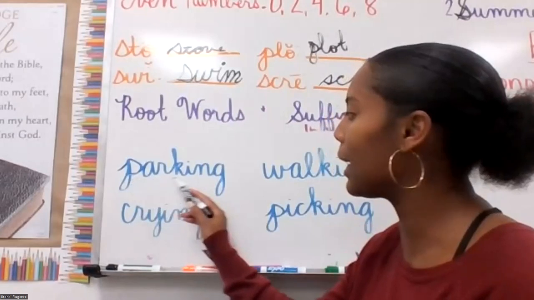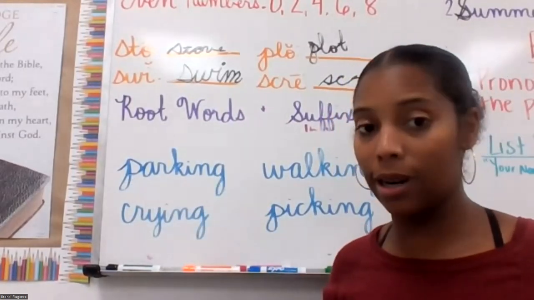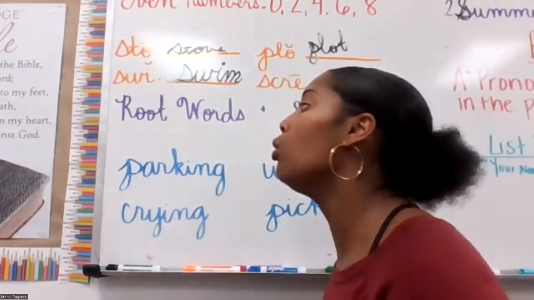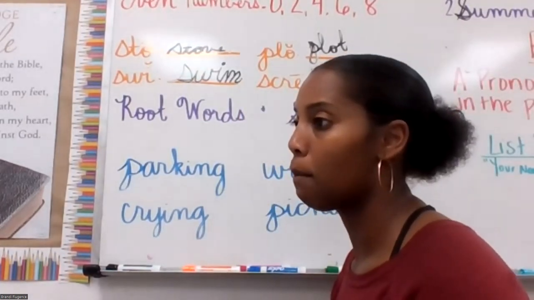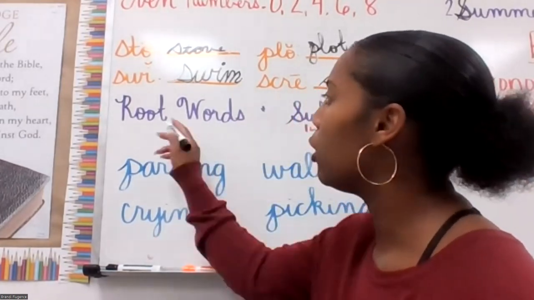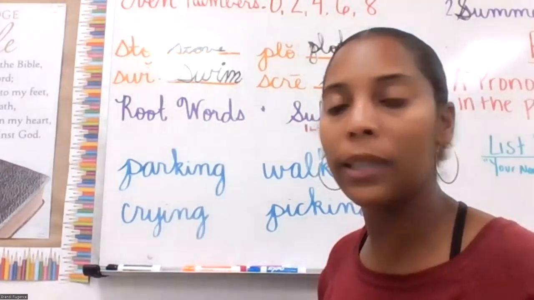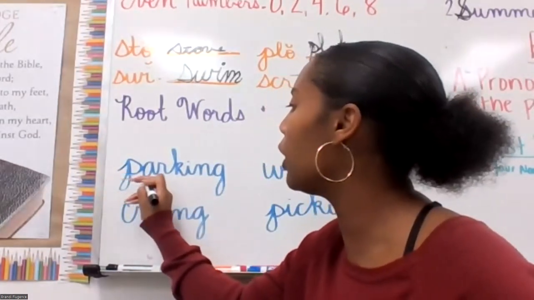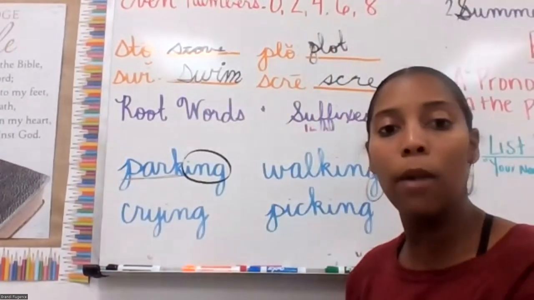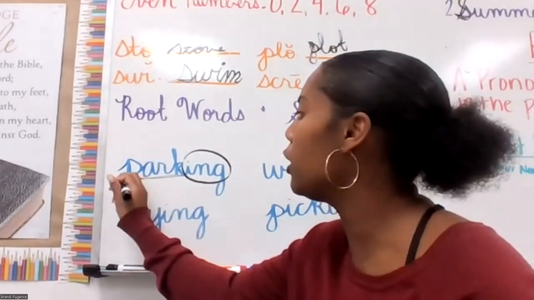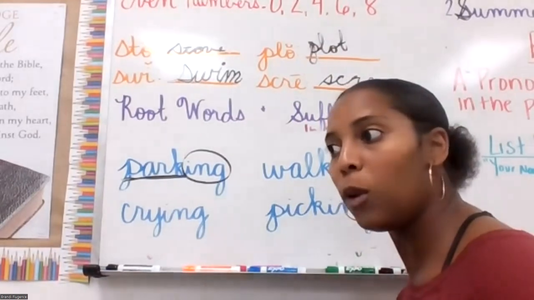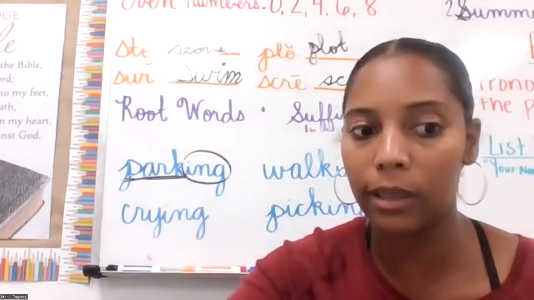So let's look at parking. What's my root word in parking? Let's see who knows how to identify the root word already. What's the root word in parking? Park. And what's the suffix? ing. So whenever we mark root words and suffixes, we always underline our root word, park, and we circle the suffix ing. This is how we mark it every single time. We underline the root word, circle the suffix. Underline the root word, circle the suffix, okay?